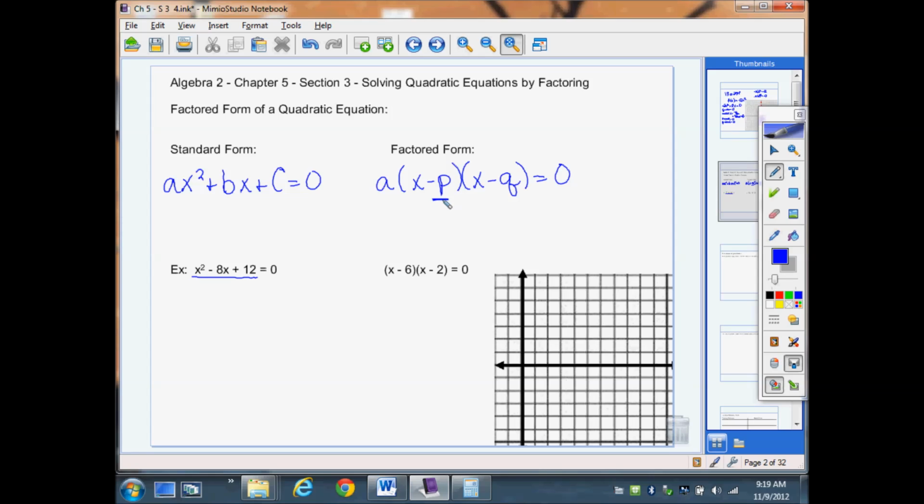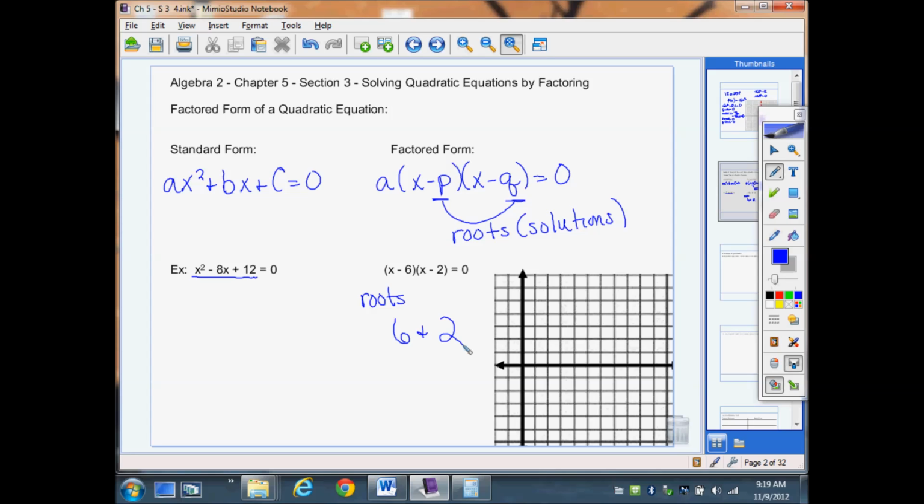And p and q are the roots, which are the solutions. So our roots are 6 and 2, because it's minus the root. So if you have a negative here, your root is positive. If you have a positive here, your root will be negative.